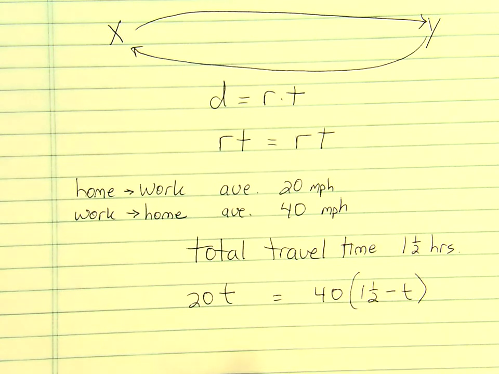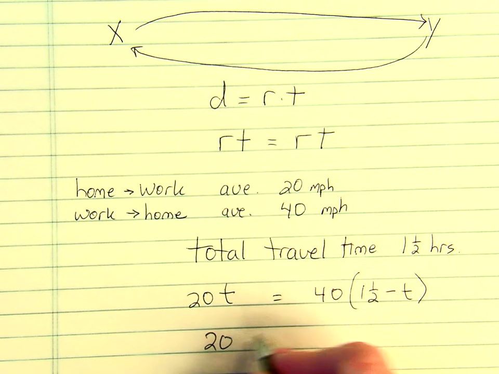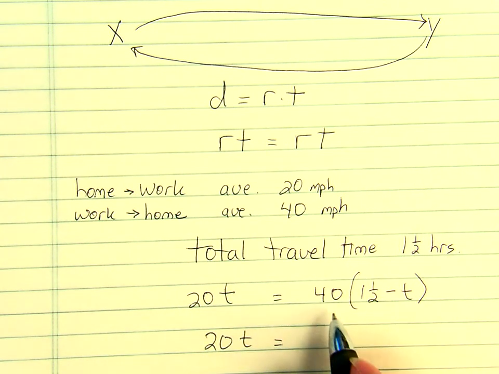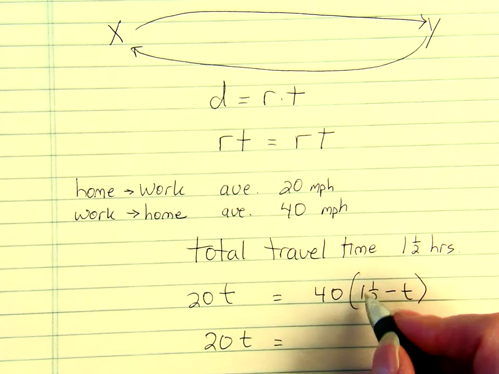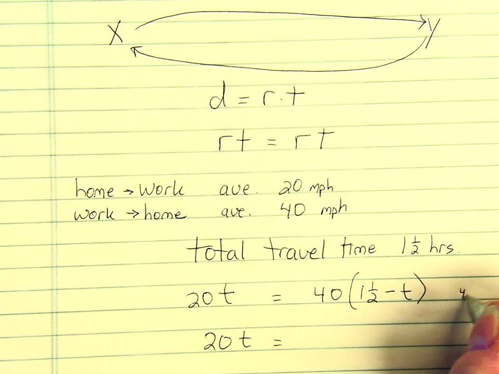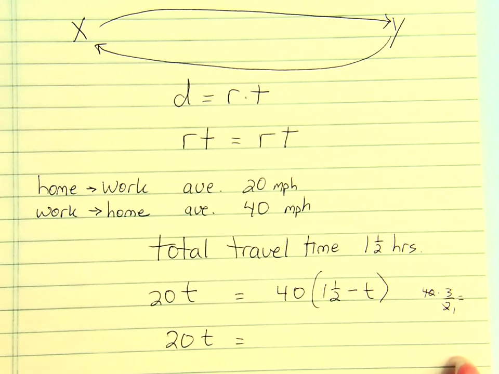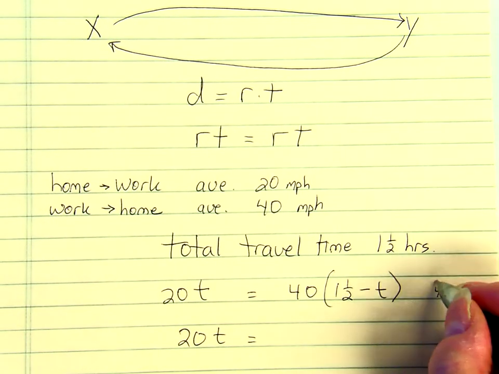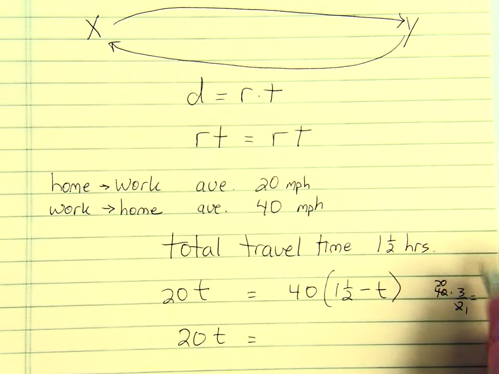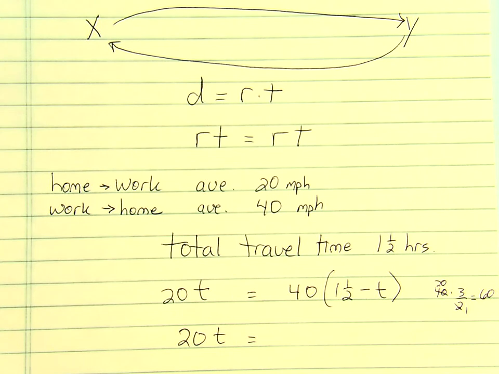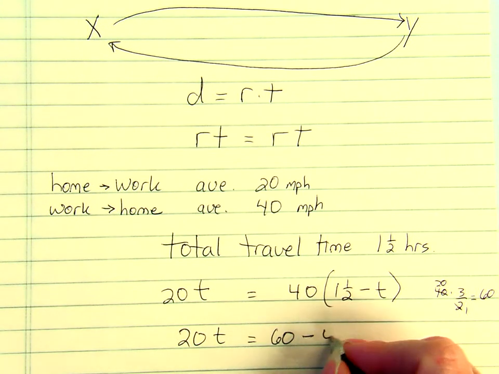So now just working the problem, 20T equals, okay, so I'm going to change this to 3/2. I'm going to do some side work here because I just have to make sure that it's right. And I'm going to simplify. Can everybody see my side work here? Okay. I reduced this to 20, and so this is going to be 60. Is that right? Yeah. 60 minus 40T.